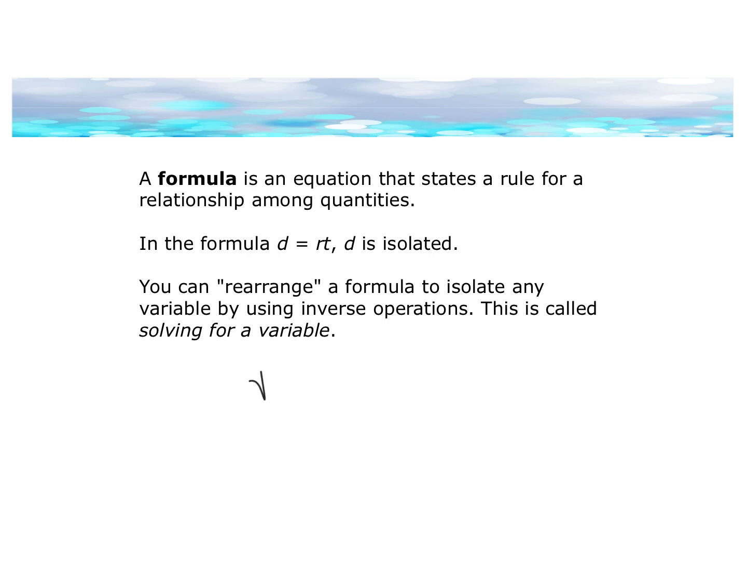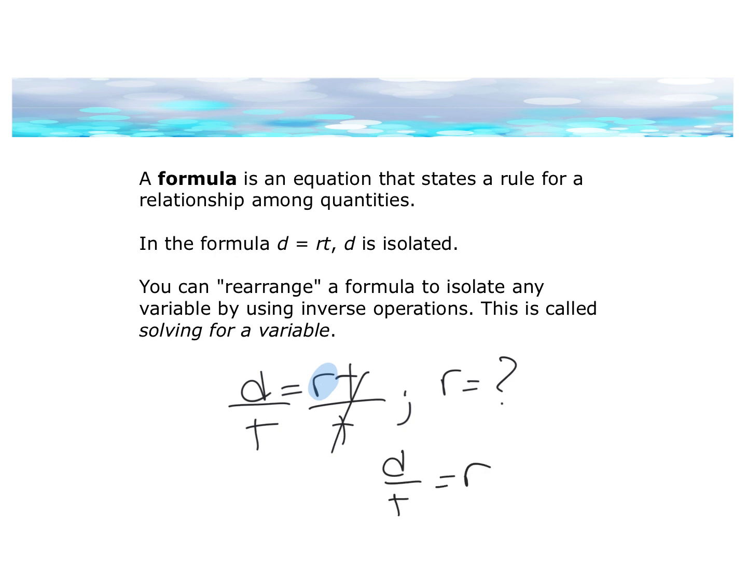So for example, guys, if you have d equals rt, and they want you to solve for r, you would say, okay, r is being multiplied by t. If this were an x, you would just divide by t on both sides, and you would get d over t is equal to r. So whatever you usually do to solve for x, you would do to solve for any other variable. Doesn't matter what variable, it's still the same order of operations.